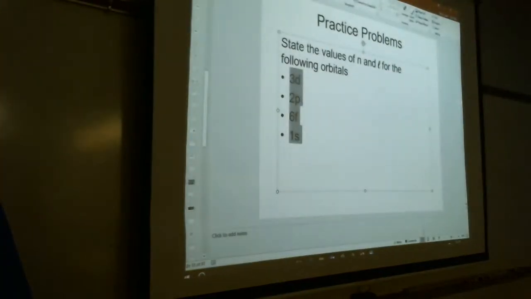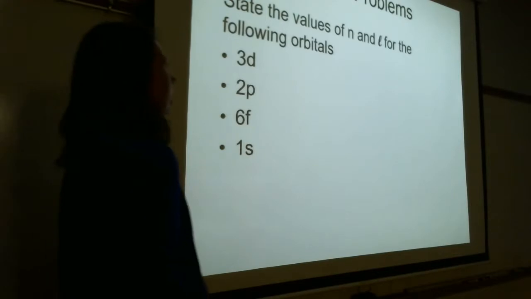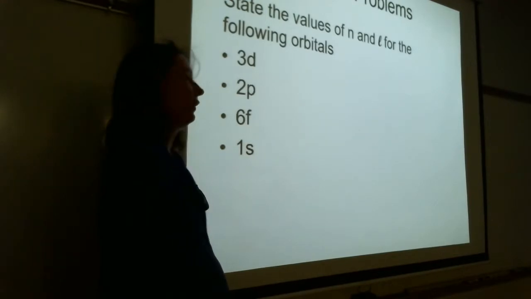Okay. Here are some problems that I want you to try. So those of you watching it online, state the values of N and L for the following orbitals. So the name is 3D. You tell me what N is. You tell me what L is.